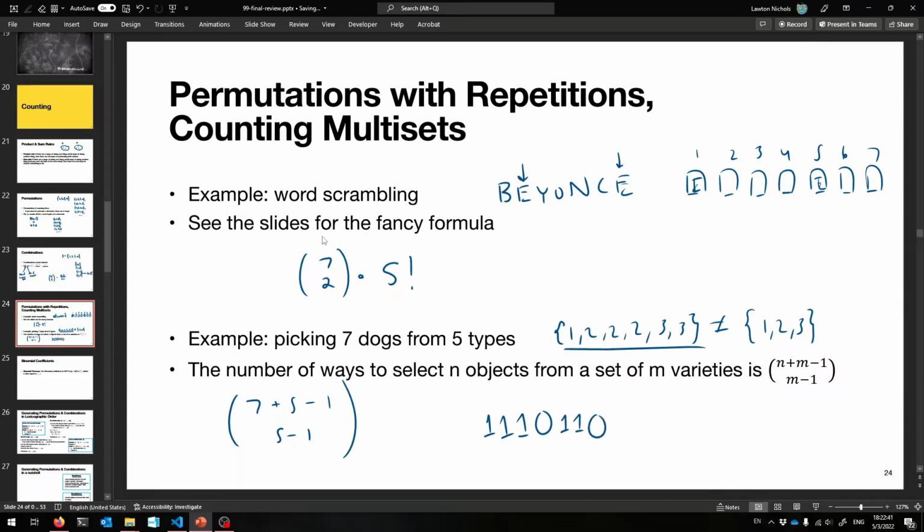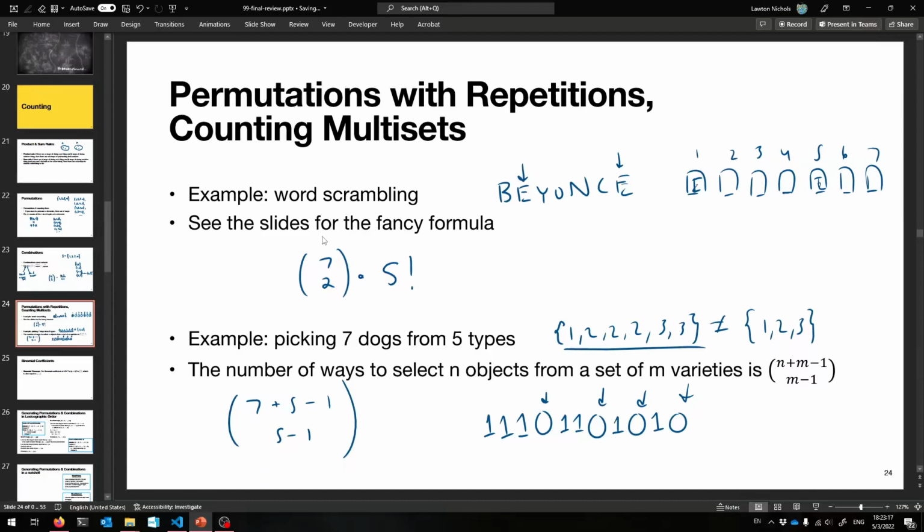And maybe I want 2 dogs of the second variety. Then I'm ready to pick from the third one, so I put a 0. And then I want 1 dog from the third variety, and ready for the fourth, put a 0. 1 dog from the fourth variety, ready for the fifth variety, and I've actually run out of dogs to pick. 1, 2, 3, 4, 5, 6, 7, so I can't put any more 1s over here. And so really, the reason this formula works is because you're trying to pick the smaller thing. You're trying to pick all the spots that you'll place these 0s. And then the size of your string is the number of 0s plus the number of 1s.